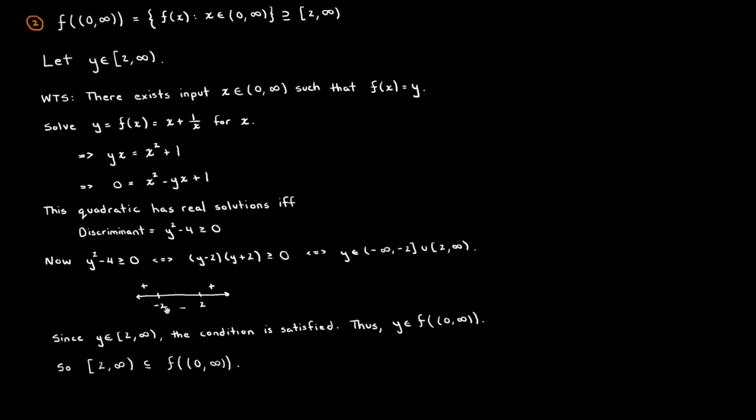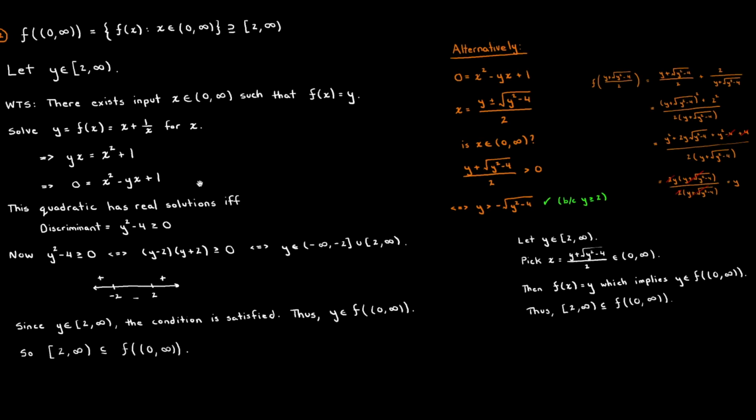And if I pick something to the left of -2, like for example -3, then I get a positive again. So we see that this inequality is satisfied if and only if y is an element of the interval from minus infinity to -2, or from 2 to infinity. Well, since our selected y always lies in the interval from 2 to infinity, this condition is always satisfied. And so this shows that y is an element of the image.